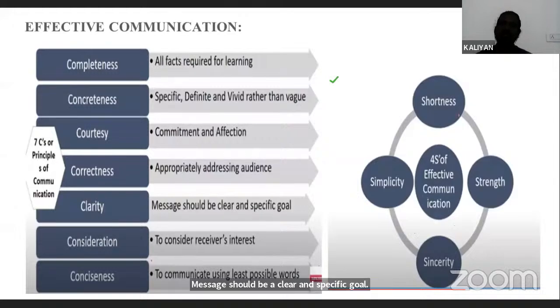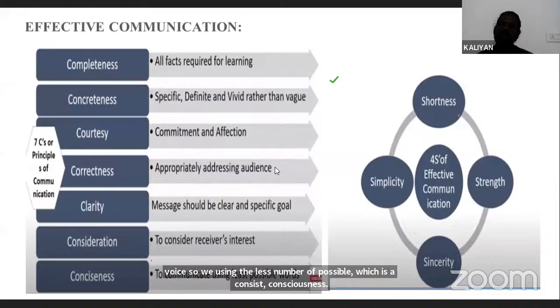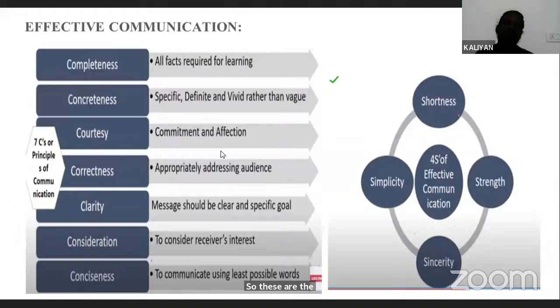Consideration means to consider the receiver's interest. We need to consider the receiver's interest also. Conciseness means to communicate in the least possible words. When we use fewer words, that is conciseness. We decrease the words in the message. So these are the 7 C's principles of communication. This is important. They will ask what the 7 C's of communication are, giving 3 from there and 3 from other things. Choose the correct principles of communication.